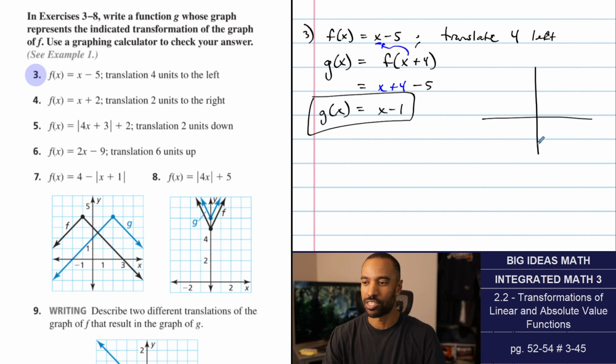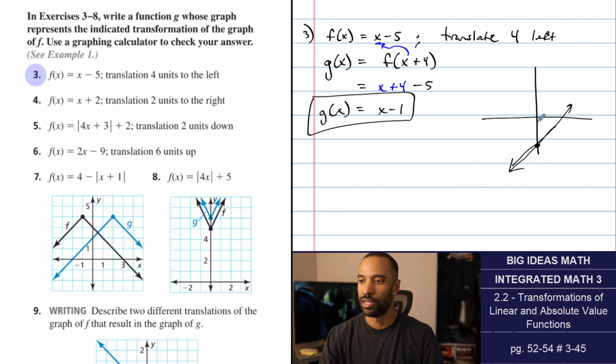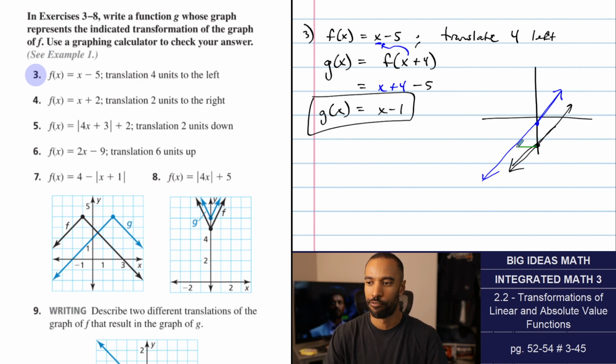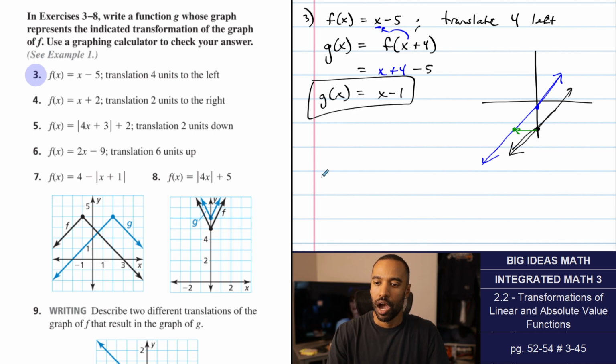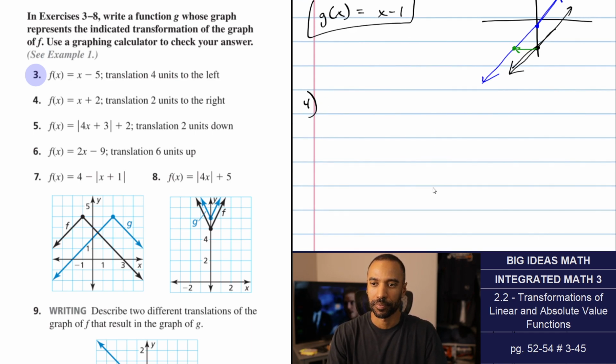If the f of x is this x minus 5 right there, with a slope of 1 like that, the x minus 1 is just right here where g is. Boom, boom. Now, you might say, hey, that's not 4 to the left, that's 4 up. Well, it is 4 up, but it is also 4 to the left, and that point is the one that represents the corresponding part to the y-intercept. All right, let's go to number 4.